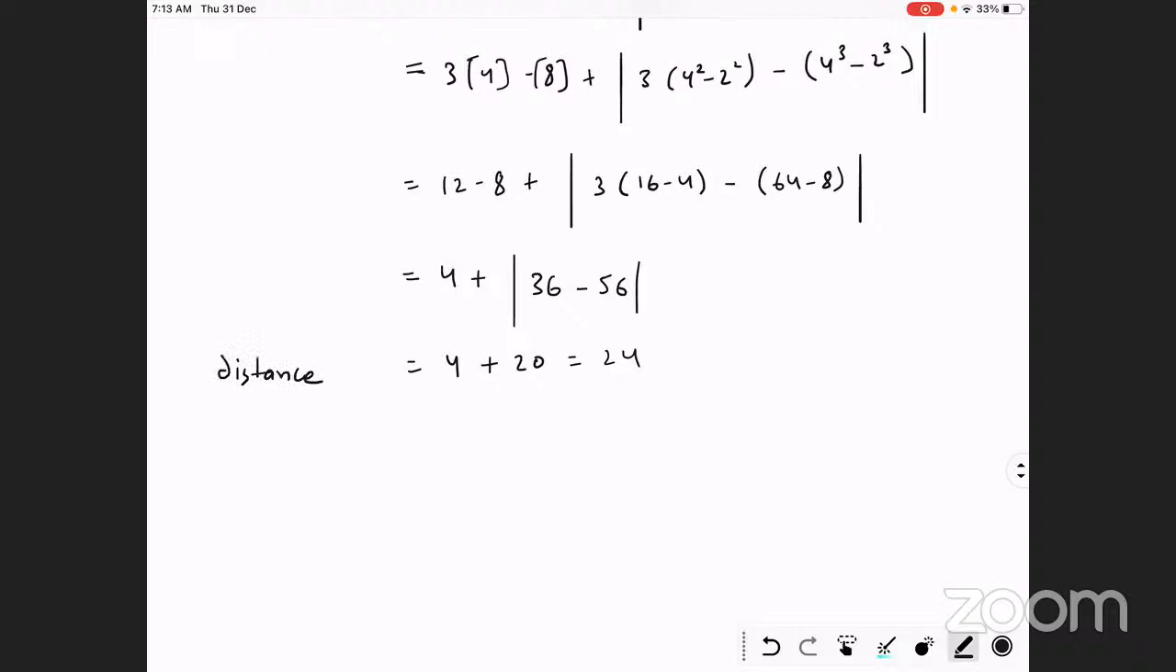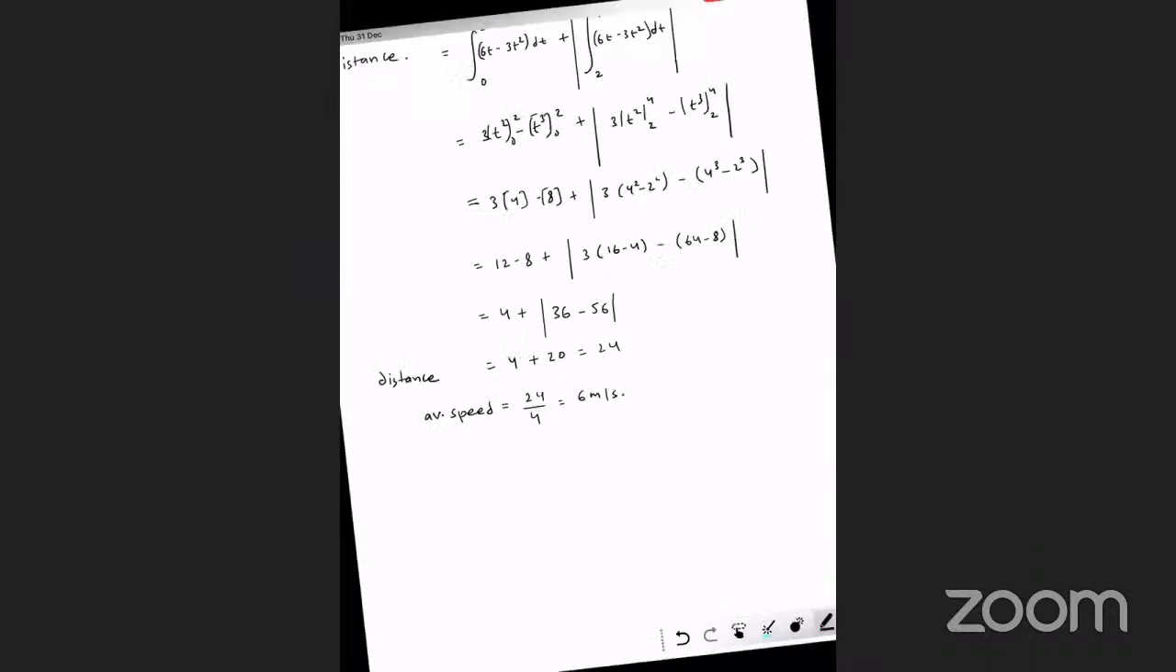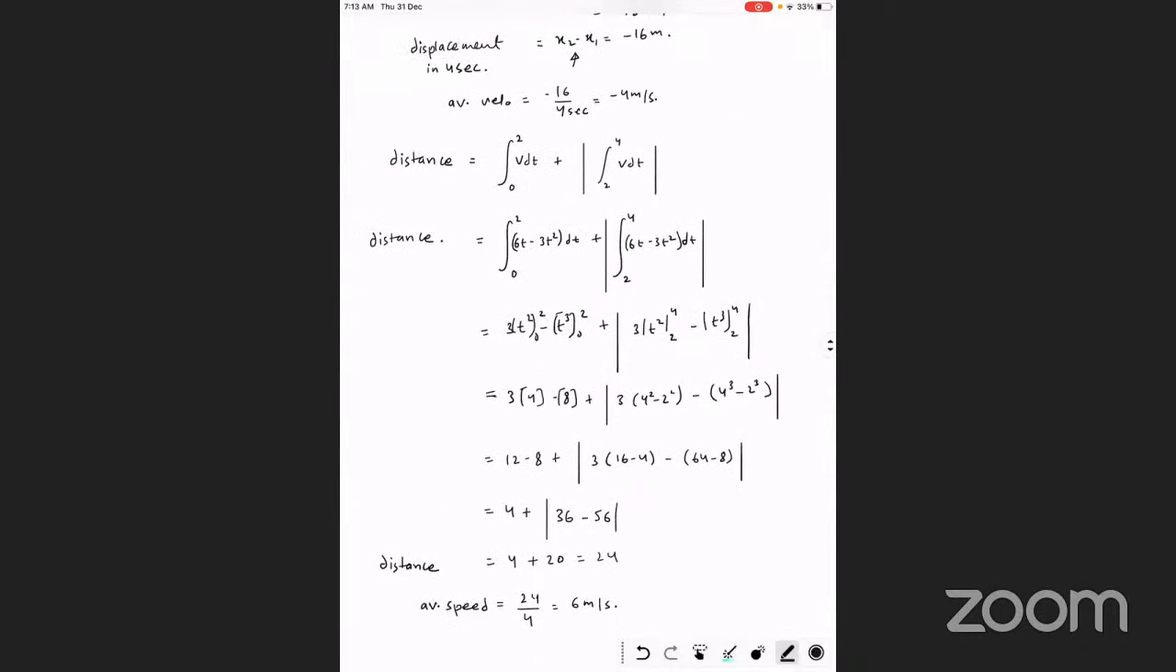This is total distance. So average speed must be total distance upon total time. 6 meter per second. Understood this question, बच्चों? So this is average velocity. Okay, and this is the average speed. Understood everyone? It's a good question.